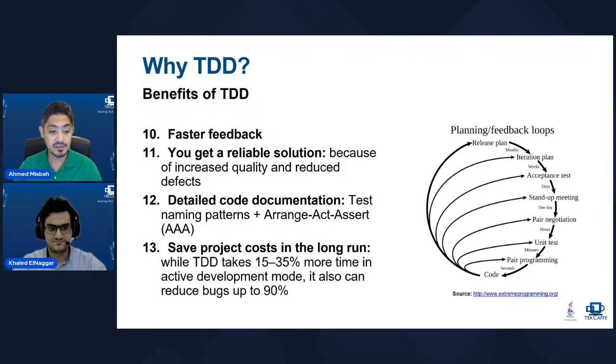And last but not least, TDD saves project costs in the long run. Based on studies that I have read, TDD takes 15 to 35% more time in active development mode, but it reduces bugs by up to 90%. So this added effort in writing the tests first and the continuous refactoring actually saves a lot of time that is going to be wasted later on fixing the bugs that come after testing the code.